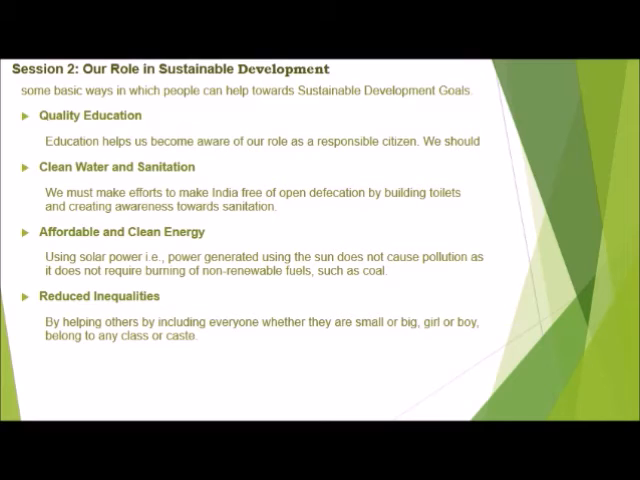Decent work and economic growth. We can study and find good jobs to take care of ourselves and families, work hard and contribute to society, learn and develop skills so that we add value in our community.